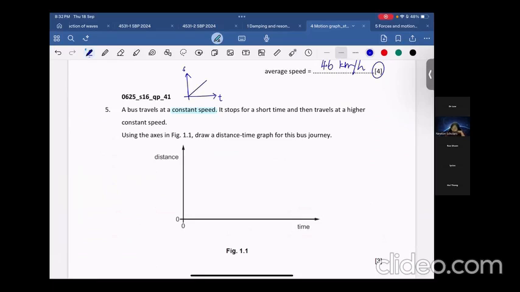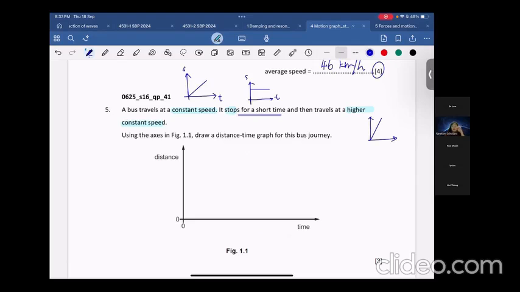Okay, it stopped for a short time. So this second motion is stop. If they stop, then the line is flat. So it will be like this, zero gradient. And then it travels with a higher constant speed. Again, constant speed should be a line something like this. But right now, higher constant speed means that my gradient must be higher. So I should draw a steeper line.